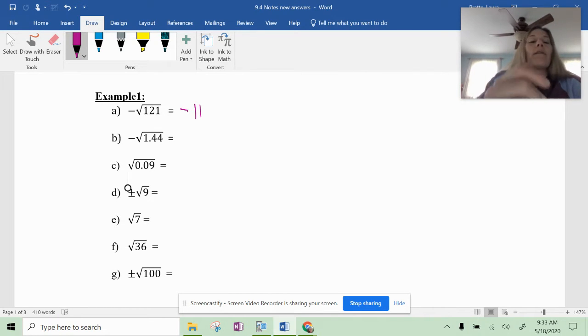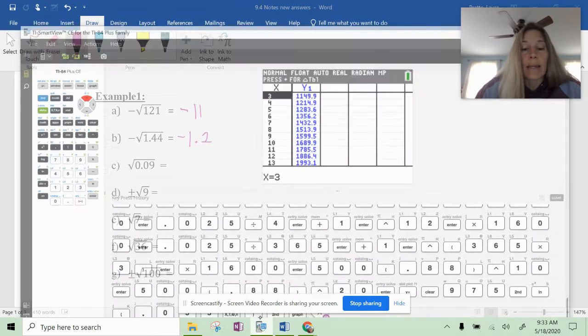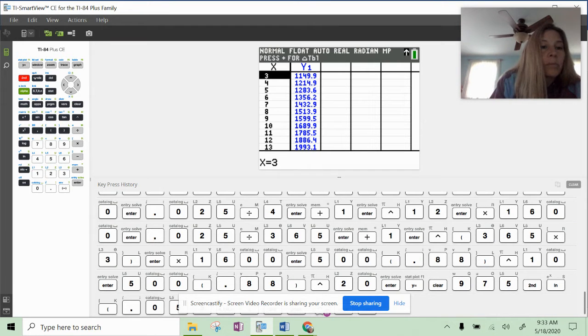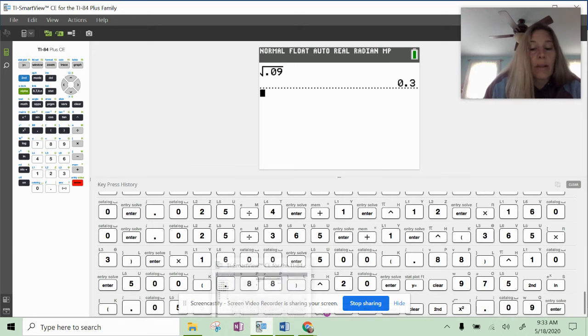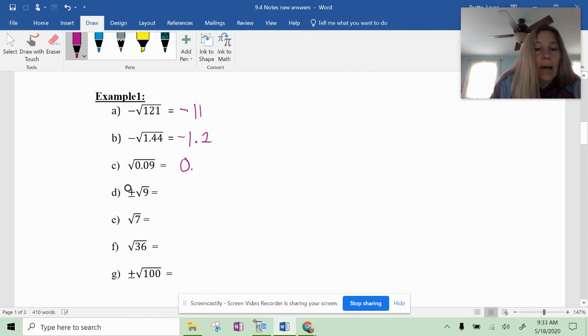For example B, if I wanted the negative square root of 1.44, that means I want the negative answer. So make sure if you're putting that in on your calculator, you are doing the negative on the outside, or honestly, you don't even have to put the negative in your calculator, just stick it on your answer. Now, if you're doing the square root of 0.09, on my calculator that is 0.3, and of course, I'm only looking for the positive answer here.